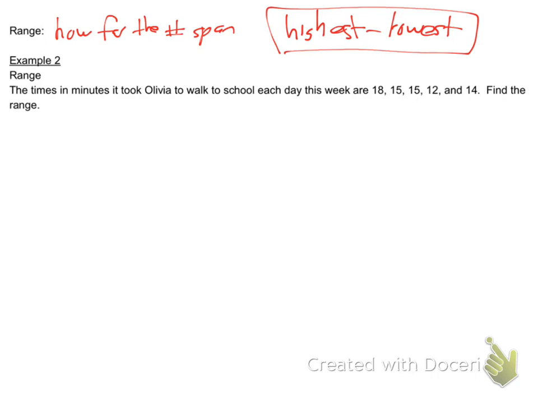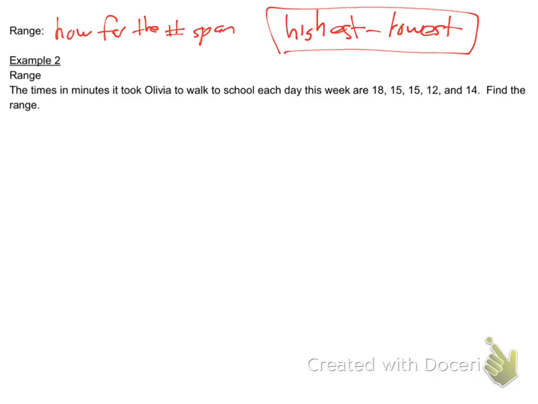Okay, so example number 2 says, the times in minutes it took Olivia to walk to school each day this week were 18, 15, 15, 12, and 14. Find the range. Notice it didn't ask you for the mean, median, mode, but it could, right? So at this point, we could find all 4 of them. So what should I do with these numbers? Since it's only asking for the range, you could put them in order from least to greatest.